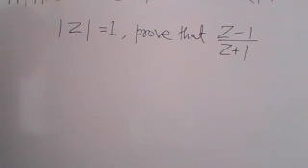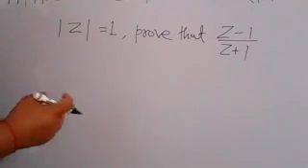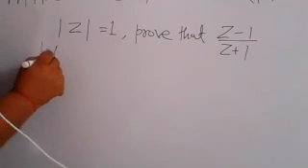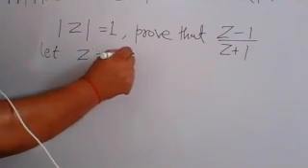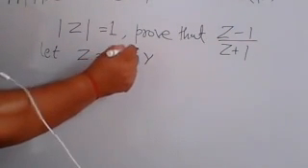A complex number is purely imaginary when its real part is 0. Understand? So here you are given mod of Z is equal to 1. So first of all, assume let Z is equal to x plus Iy.